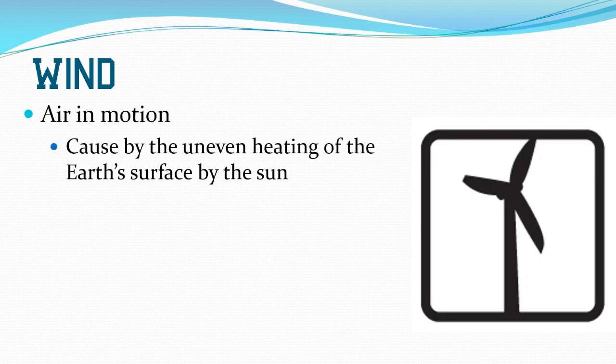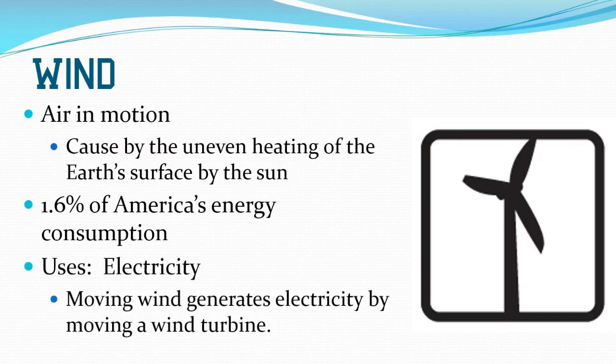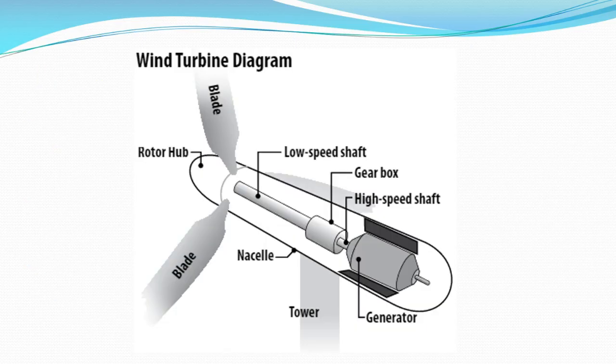Our next renewable source is wind energy. This is air in motion. It's caused by the uneven heating of the Earth's surface by the sun. You heat up the air in one area, it has to move somewhere else. That creates wind. It's about 1.6% of America's energy consumption, and we use it mostly for electricity. Moving wind generates electricity by moving a wind turbine, just like the water turbine did.